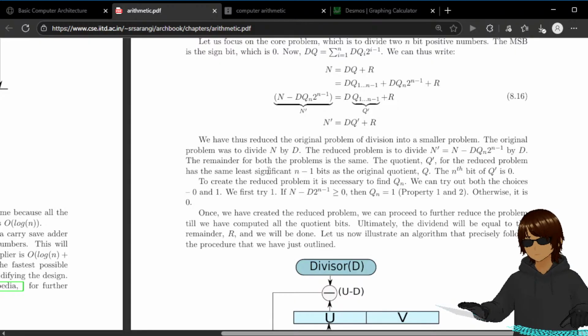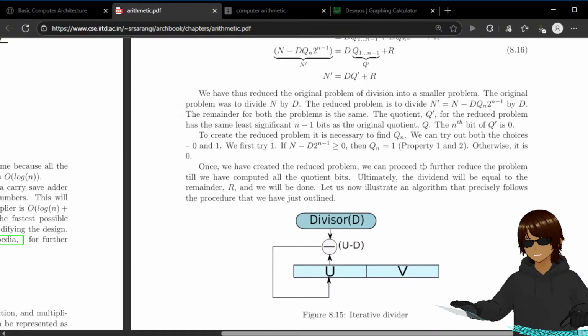To create the reduced problem, it is necessary to find q_n. We can try out both the choices 0 and 1. We first try 1. If n minus d times 2 to the power of n minus 1 is greater than or equal to 0, then q_n is equal to 1. Otherwise, it is 0. Once we have created the reduced problem, we can proceed to further reduce the problem till we have computed all the quotient bits. Ultimately, the dividend will be equal to the remainder r and we will be done.